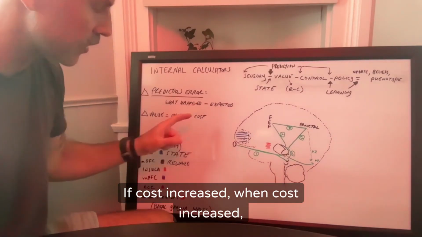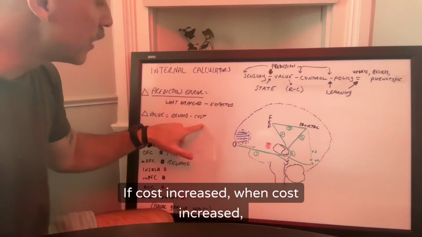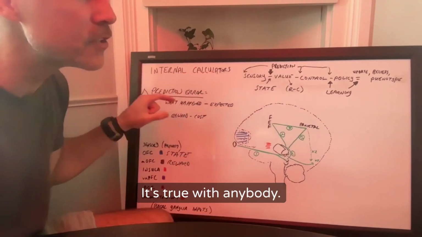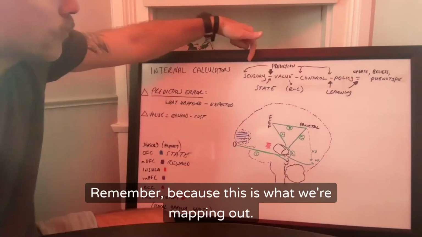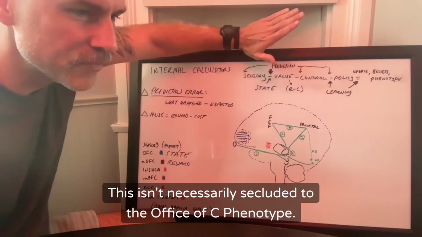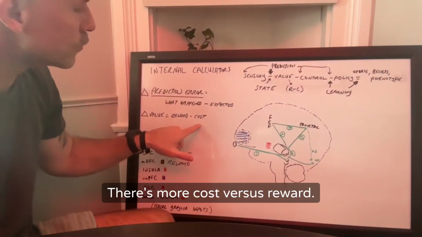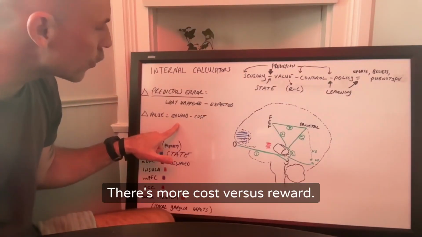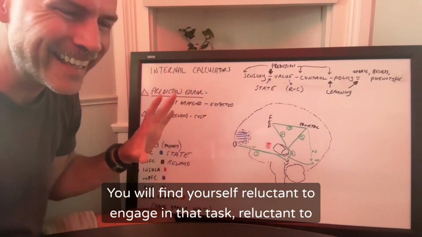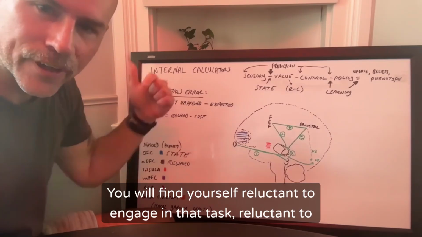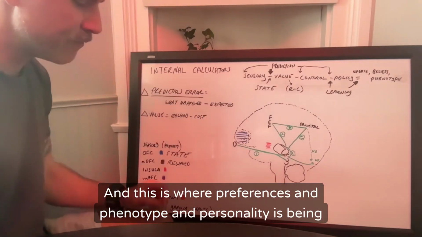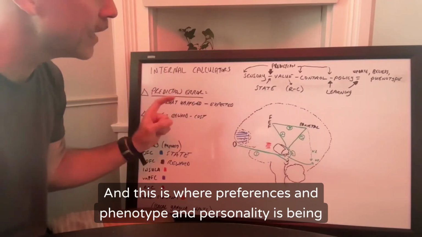If costs increase, when costs increase, your avoidance is going to increase. And that's true with the autistic phenotype. It's true with anybody. Remember, because this is what we're mapping out. This isn't necessarily secluded to the autistic phenotype. As there's more cost versus reward, you will find yourself reluctant to engage in that task. Reluctant to repeat that task. And this is where preferences and phenotype and personality is being created.